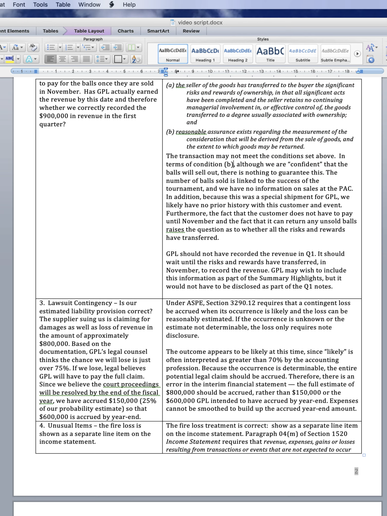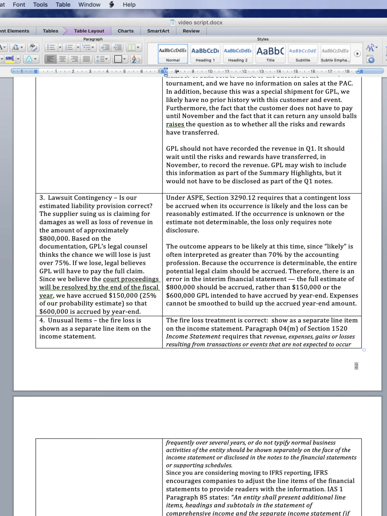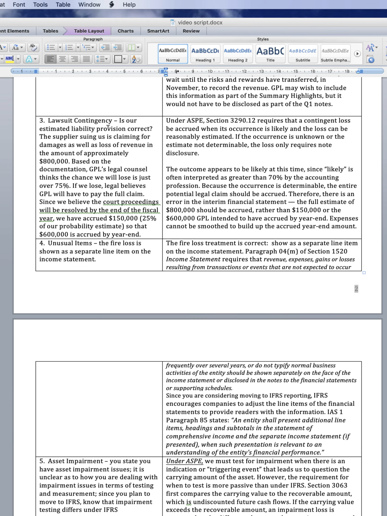Another issue that was mentioned was a lawsuit contingency. So they said there they have estimated, there was a lawsuit from a customer, or from a supplier, I should say, and they think that the likelihood of losing is 75%.